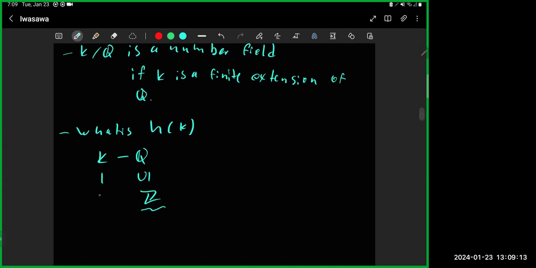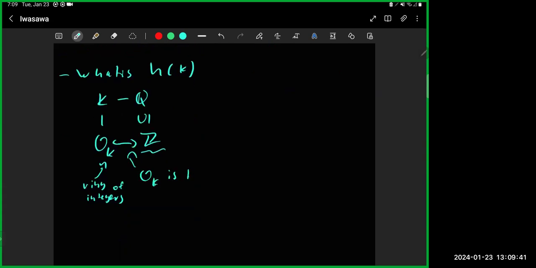Then we have something called the ring of integers. You can imagine that the ring of integers is essentially what Z is to Q, that is what the ring of integers is to K. Specifically, these two are related by the fact that O_K is the integral closure of Z inside K. This means that we take all the polynomials with coefficients in Z, and O_K are essentially all the solutions to all those polynomials that live inside of K.